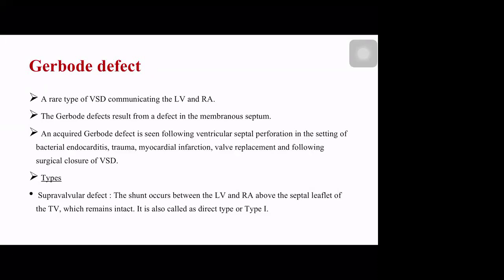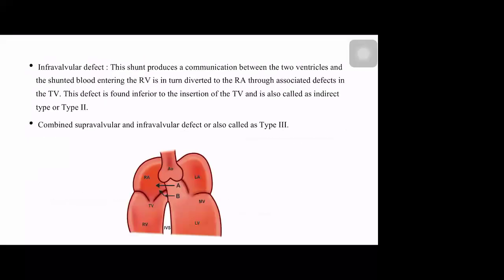Number one, supravalvular defect. The shunt in supravalvular Gerbode defect occurs between the left ventricle and right atrium above the septal leaflet of the tricuspid valve, and here the tricuspid valve remains intact. It is also known as direct type or type 1.